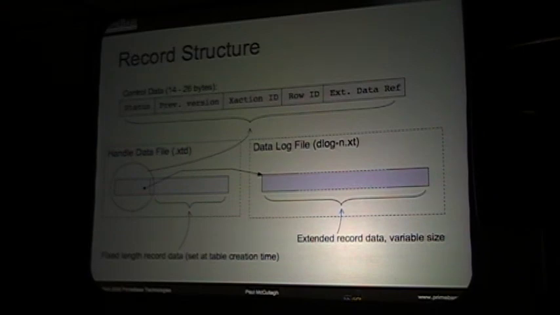So this is where the handle part gets its name from. This is actually a handle, and when the data log record moves somewhere else, this can simply be updated to point to the right place. So the control data is a maximum of 26 bytes long.